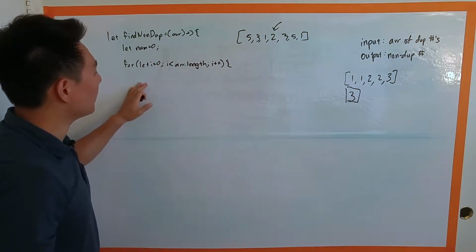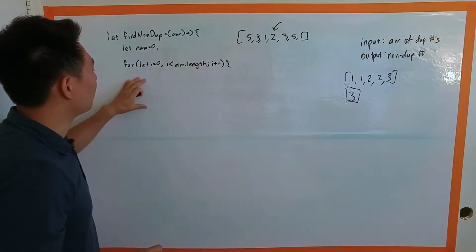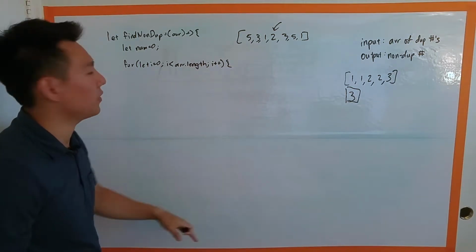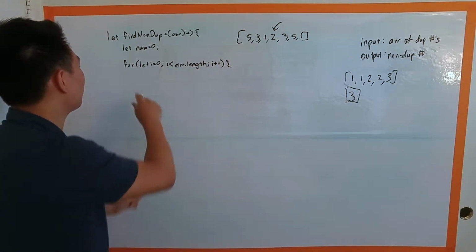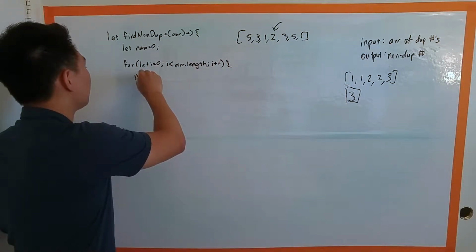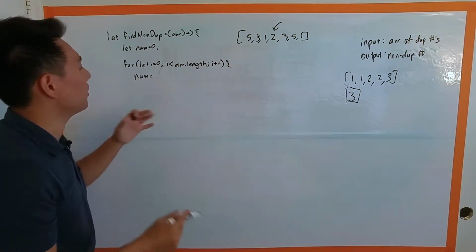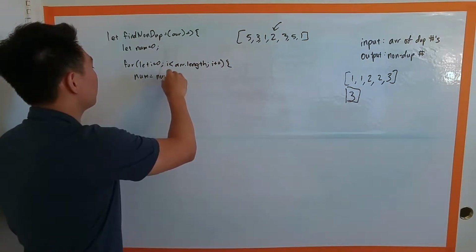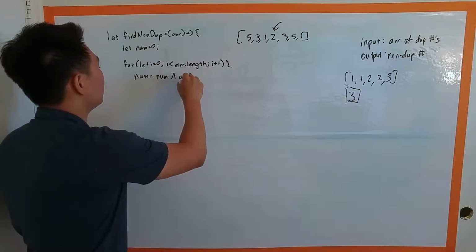And what we're going to have to do might make more sense once we run through an example of it. But pretty much we're going to have the number, and we're going to set that equal to the number XOR the next number, which is array of i.